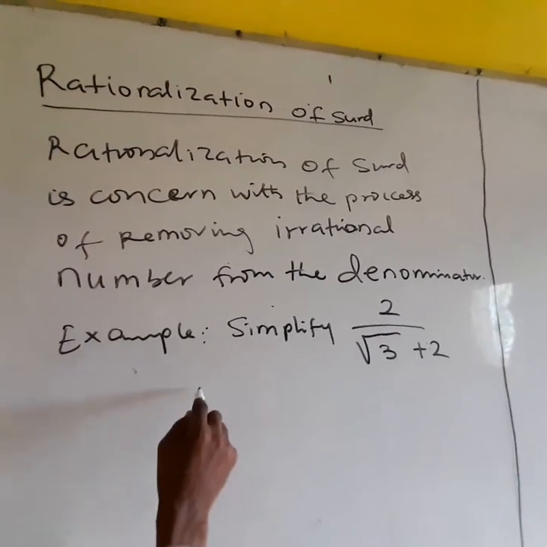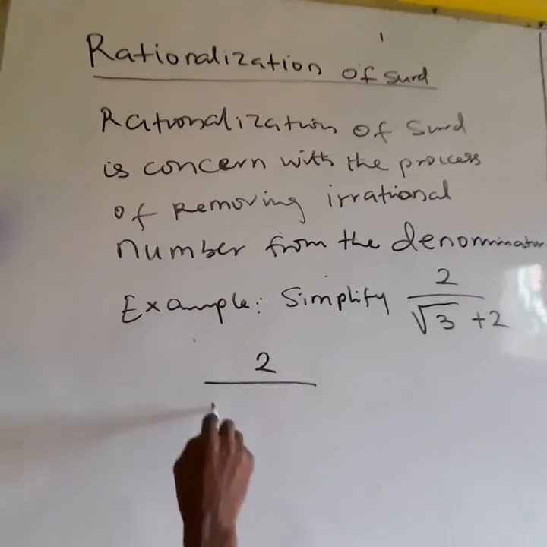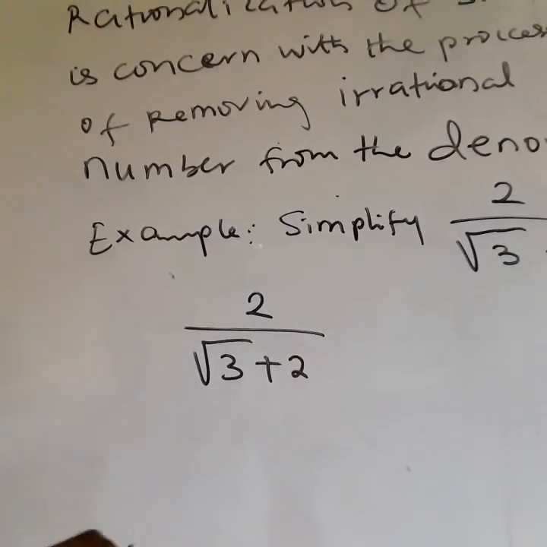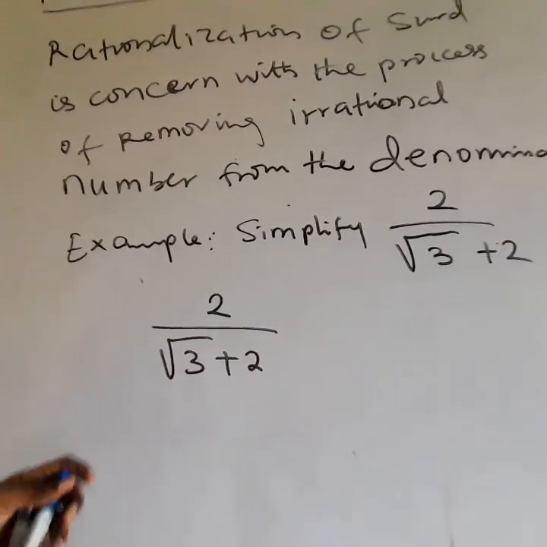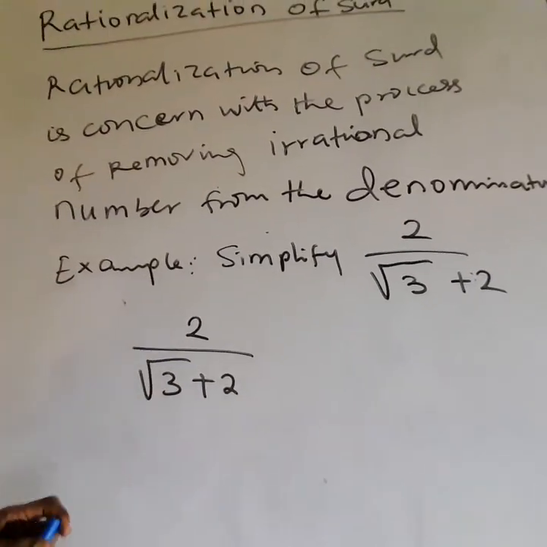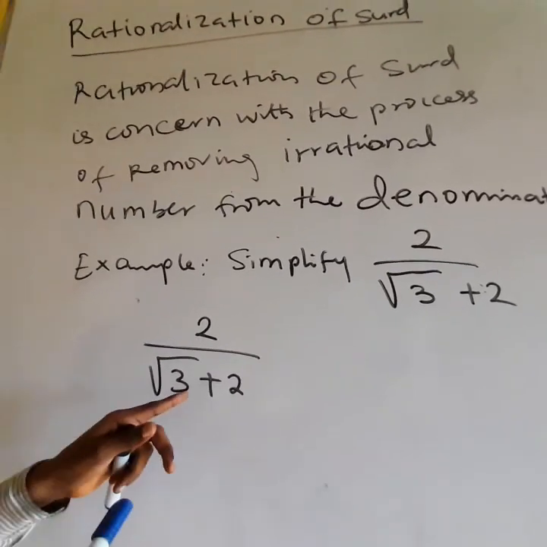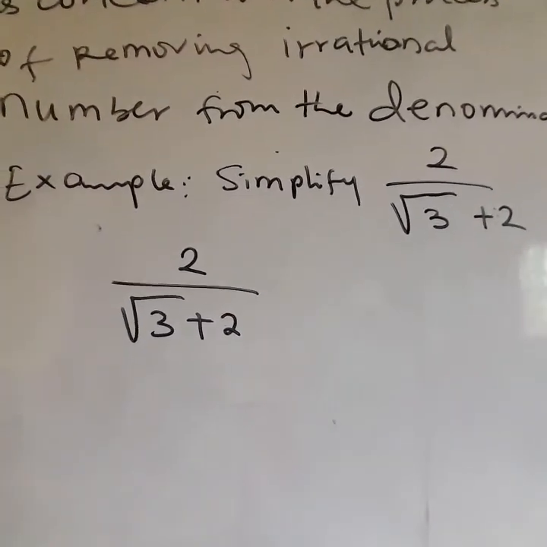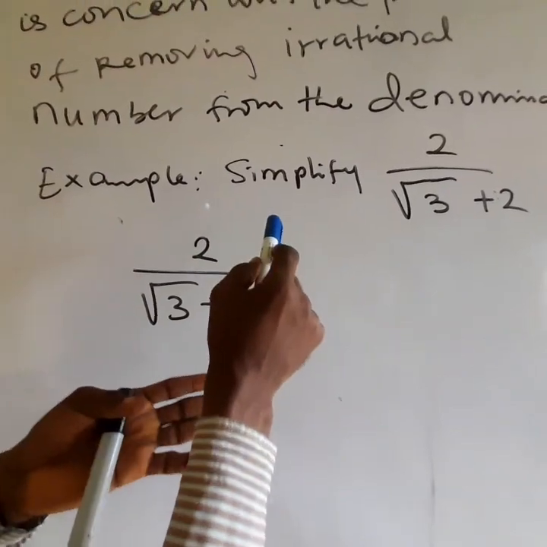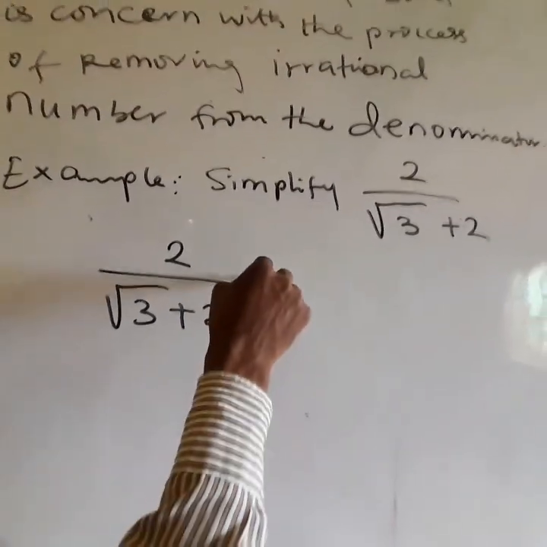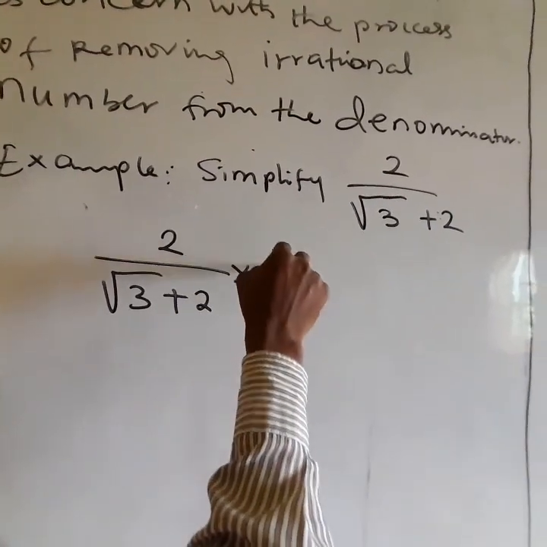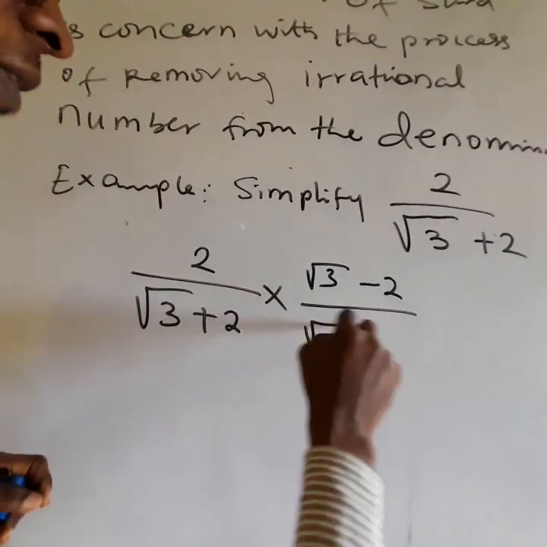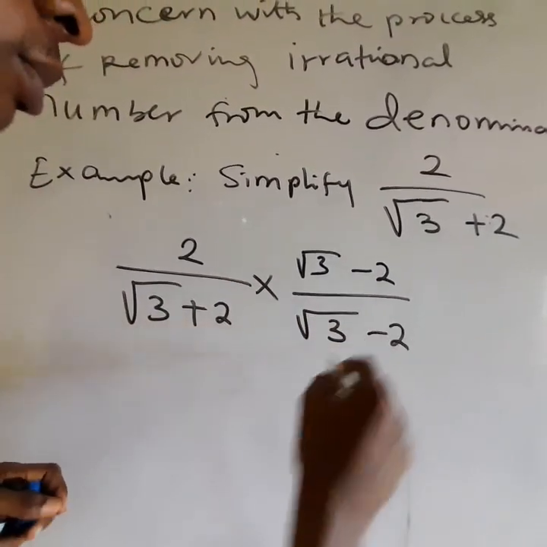Now let's solve together. Here we have 2 over root 3 plus 2. What will be the conjugate of this surd? From what we said in our previous video, it is just to change the sign here, which is plus, to minus. So if we change it to minus, the same conjugate, you multiply it to the numerator, you multiply it to the denominator. So here it will now be root 3 minus 2 divided by root 3 minus 2.